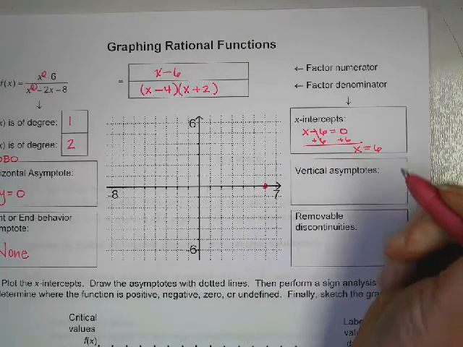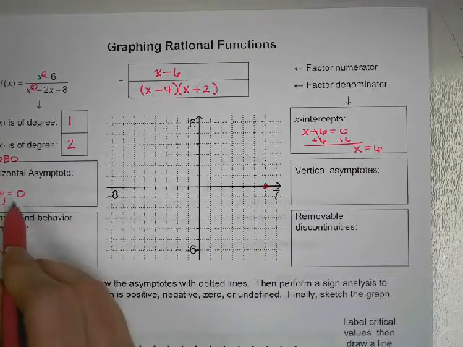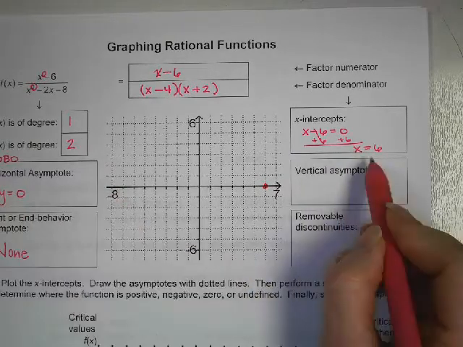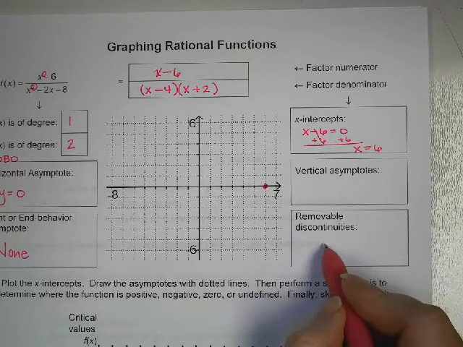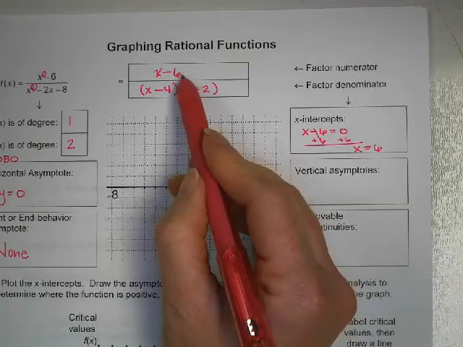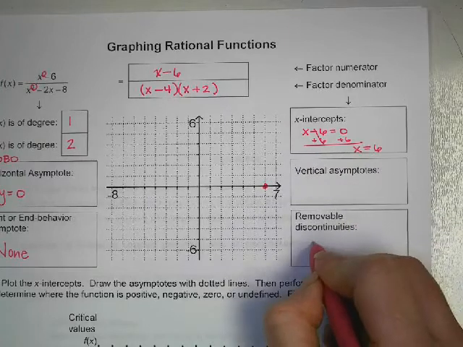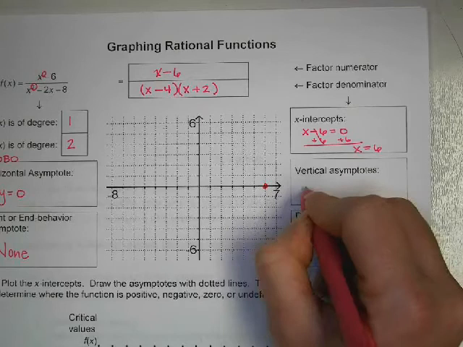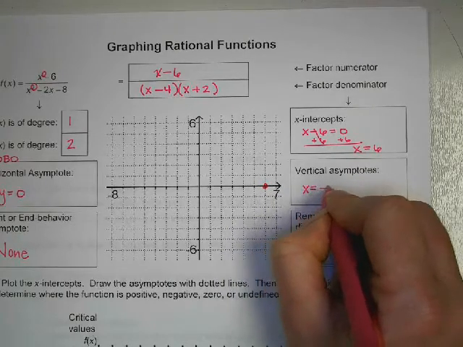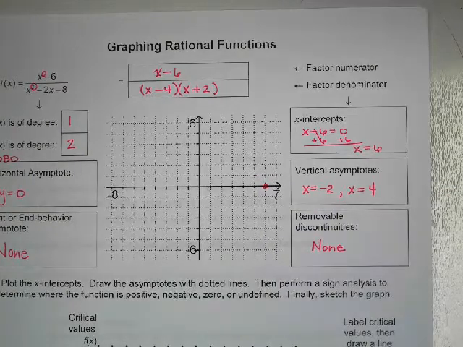Now that's interesting because I know I have a horizontal asymptote at the x-axis, but for some reason this graph is actually going to cut through that horizontal asymptote. Don't let that bother you. These rationals have different behaviors because they're different discontinuities. Now in this case I don't have a removable discontinuity or a hole because I don't have any matching factors. So both of the bottom pieces are vertical asymptotes, x equals -2 and x equals 4.